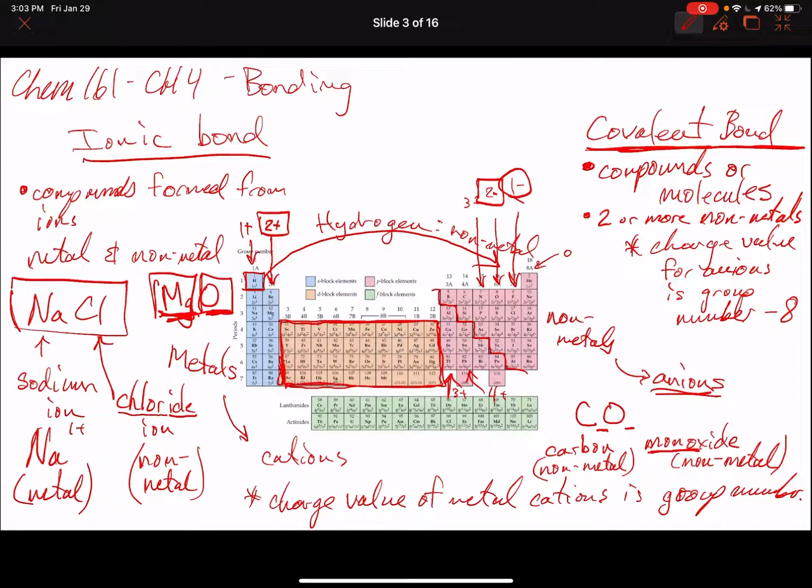So a key takeaway here is that we need to be able to recognize metals from nonmetals using our periodic table to help us identify ionic compounds from covalent compounds to help with naming.